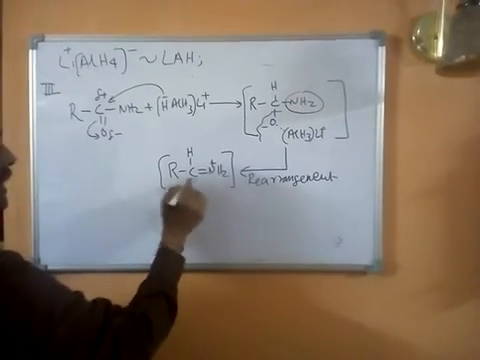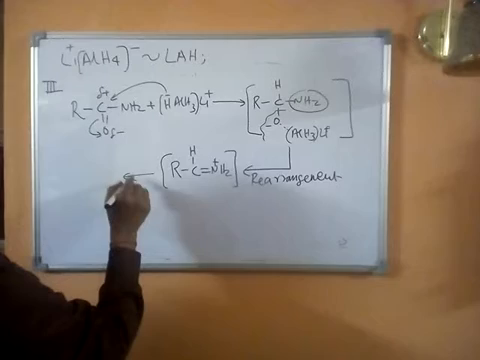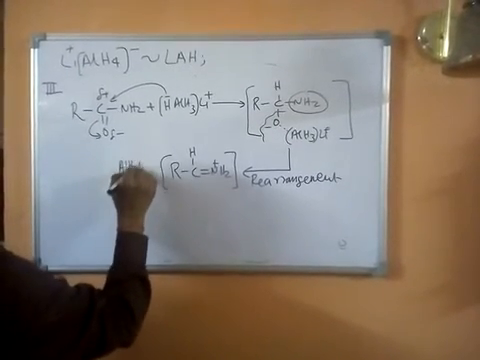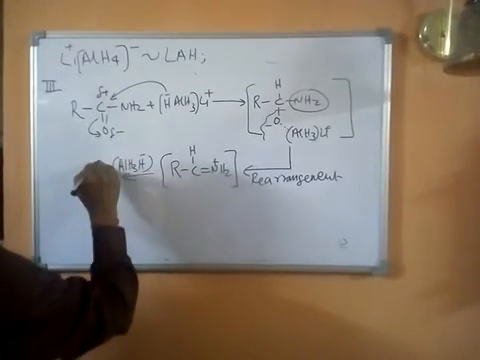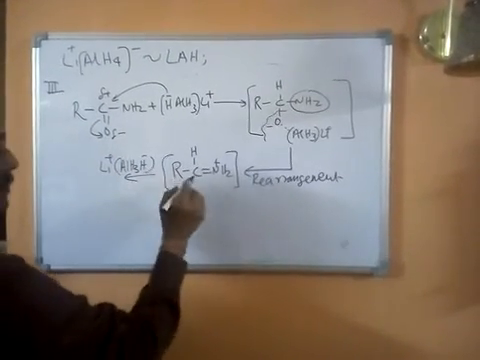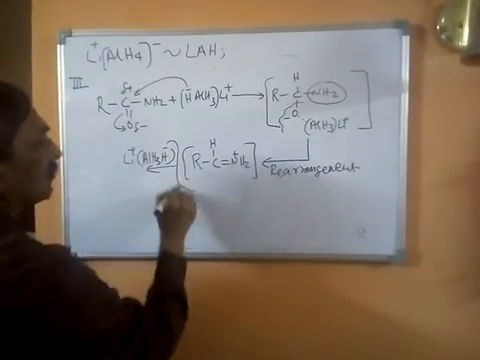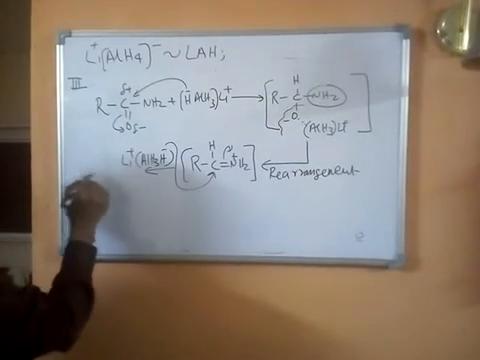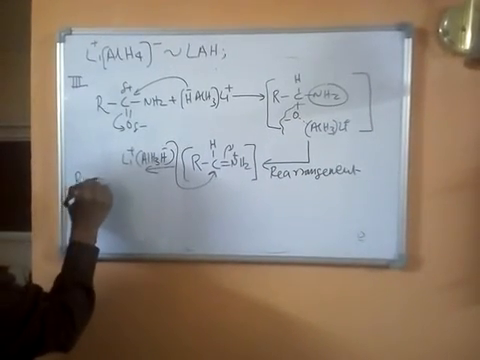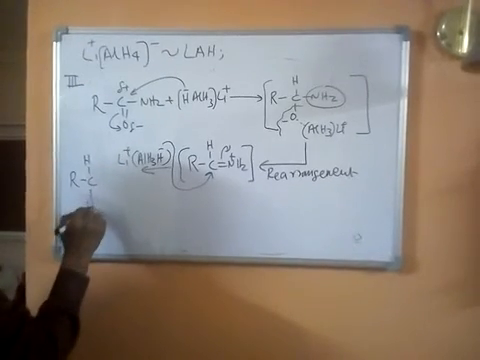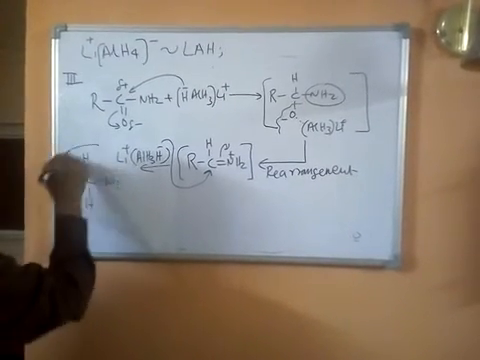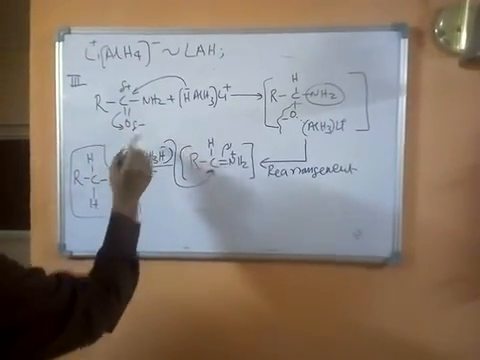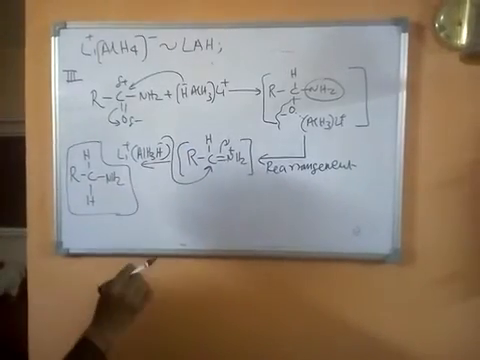Now this itself is an unstable species, and so in the presence of another LiAlH3 moiety, it undergoes an attack of this hydride on this carbon, and finally the product is RCH2NH2, the desired primary amine that is obtained from the reduction of acid amide by lithium aluminum hydride.